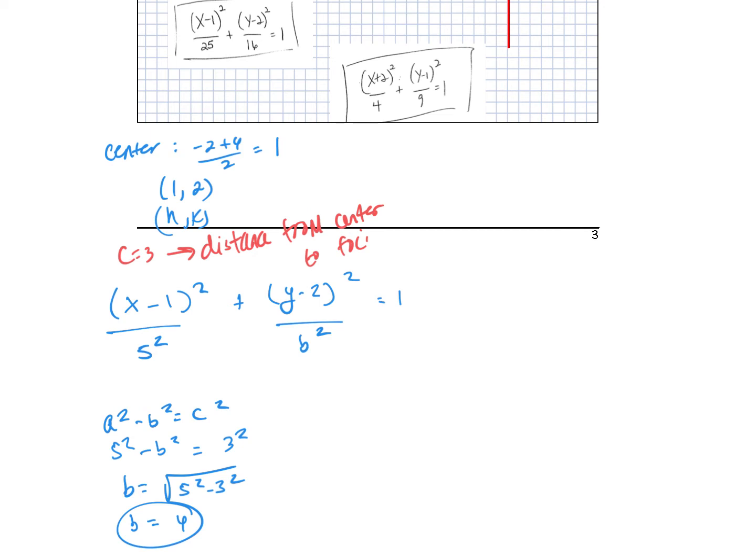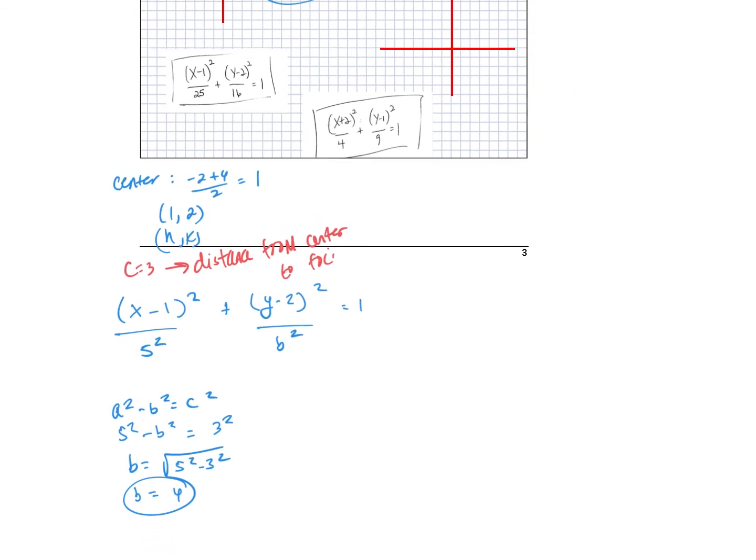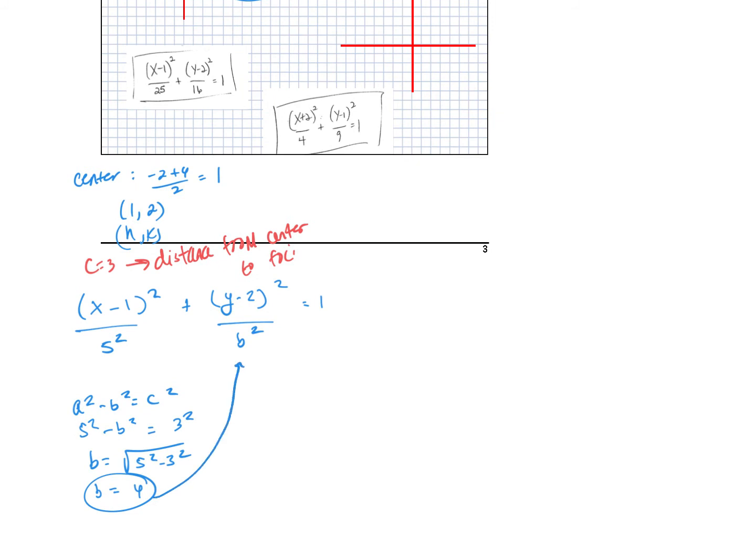So here we find that our b is 4. The last part that we have to put into our standard form is this 4 going right there. So we would have x minus 1 squared over 5 squared, or 25, either way is fine, plus y minus 2 squared over 16 is equal to 1.